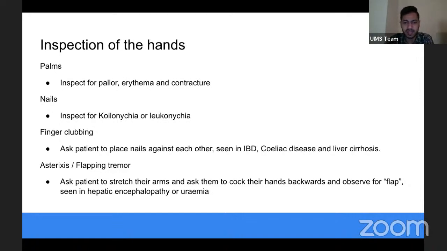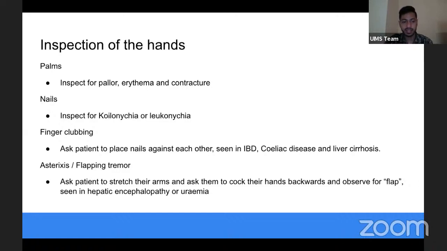Once again, I think the themes for gastrointestinal pathologies are quite repetitive, and this can be seen in IBD, celiac disease, and liver cirrhosis. The final thing, which I think is very important, is assessing for asterixis, or a flapping tremor, which is what most people call it.